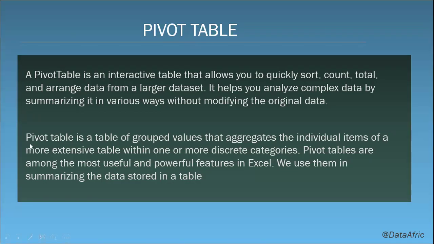Pivot table is a table of grouped values that aggregates the individual items of a more extensive table within one or more distinct categories. I'm going to show you this quickly. Now, pivot table works in categories, so you're going to see that in action in a short time. You can group your data instead of having your data in a large or scattered form. You can just use pivot table to have them grouped together, perform aggregation and all that.